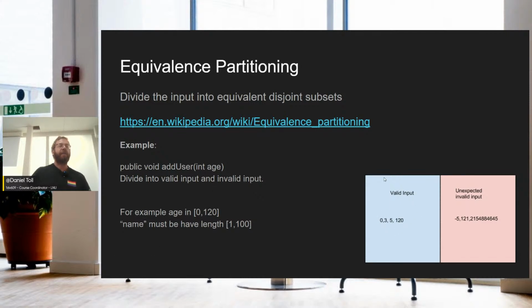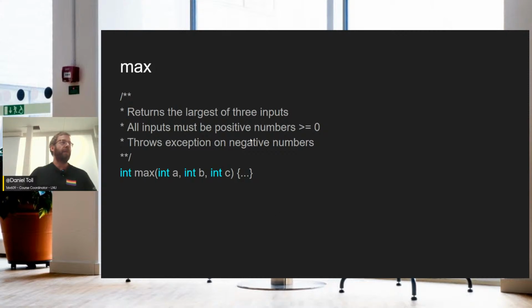Okay, so equivalence partitioning would say that we take one valid age and one invalid age, and then we try the system with these ages, and that is it, sort of. So take a bit more complex function that takes 3 inputs and returns the highest of them. We have A, B, and C, and we're going to return the highest of these 3. All inputs must be positive numbers, bigger or equal to 0, and it throws an exception on negative numbers.